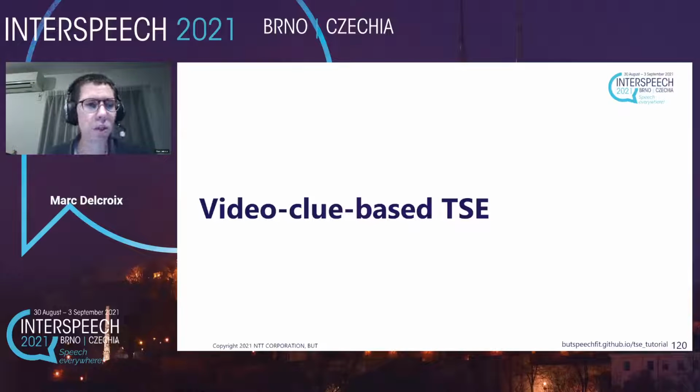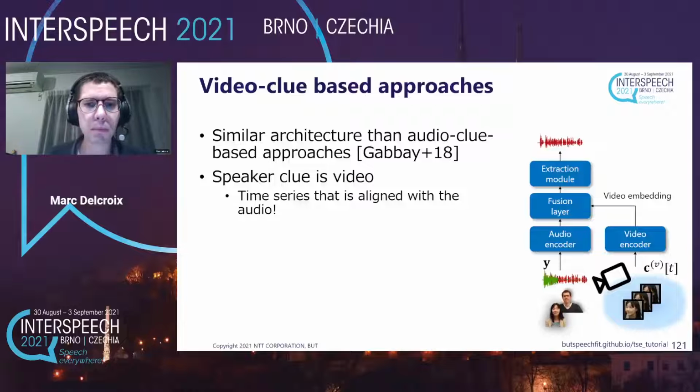So let's go into the video clue-based target speech extraction. This right figure here shows an example of a typical video clue-based target speech extraction system, where again we have the video clue and the mixture here. So this follows a similar architecture as the audio clue-based approach, although we use slightly different terminology in most of the works. So the video clue will be processed by a video encoder.